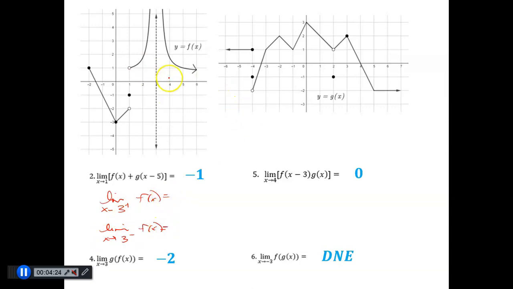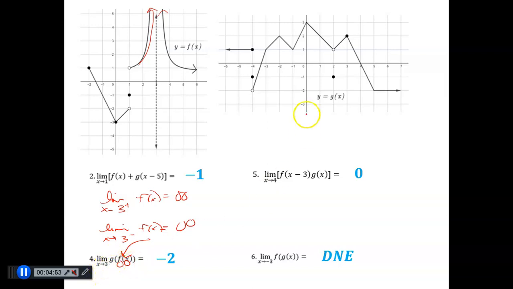So f of x. As you approach 3 from the positive side, you are going straight to infinity. As you approach 3 from the negative side, you are going straight to infinity. So great news, f of x is going to infinity, and when it comes to infinity, there is no right or left, right? There's only one way to approach negative or positive infinity, and that's from below. So I'm doing g as you approach infinity from below.